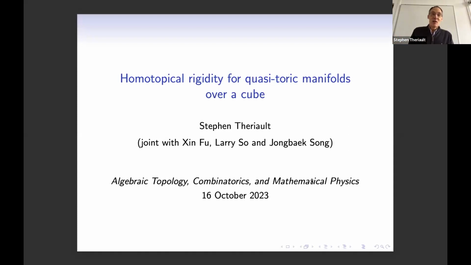I'd like to talk about homotopical rigidity for quasi-toric manifolds over a cube. This is joint work with Xin Fu, Larry So, and Jongbaek Song.